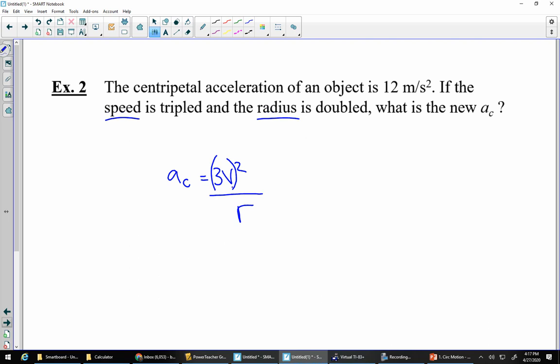Cool. Can I simplify this? Because I got 3v and the whole thing is squared. So I'm multiplying the speed by 3 and then I'm squaring. I can simplify this and I can say, oh, well, that's 9 times v squared. Oh, so what did I just do to this side of the equation? Well, I multiplied it by 9. What do I need to do to the other side? Multiply by 9.